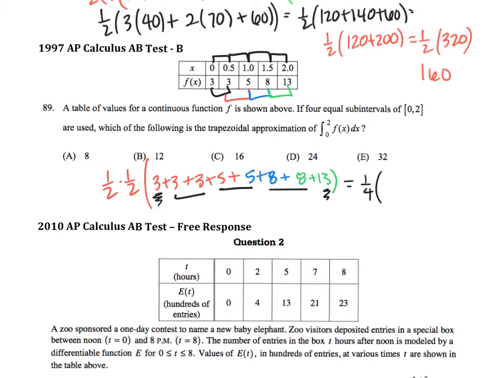Let's see if I can do my algebra right this time. 3, 6, 9, 19. So I'm at 19 plus 16 plus 13, 1/4 of 25, 1/4 of 35 plus 13 is 48, and 1/4 of that is 12. Great.